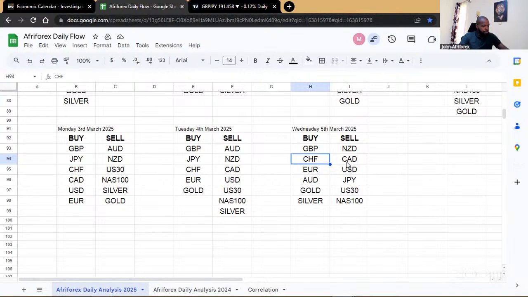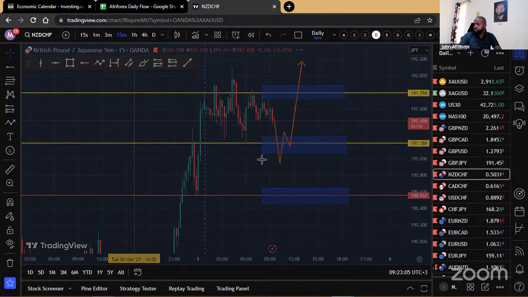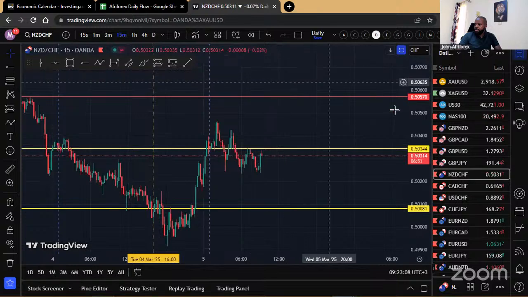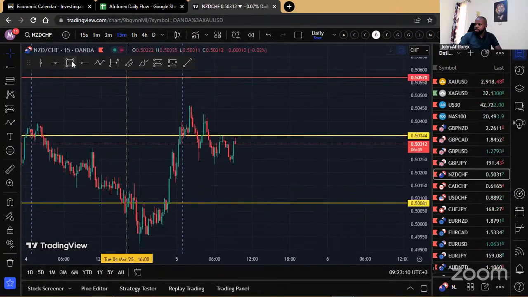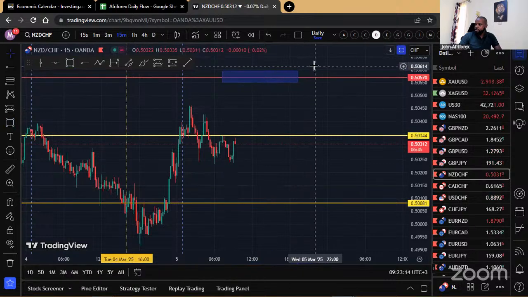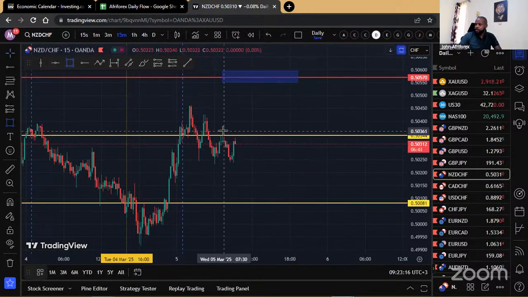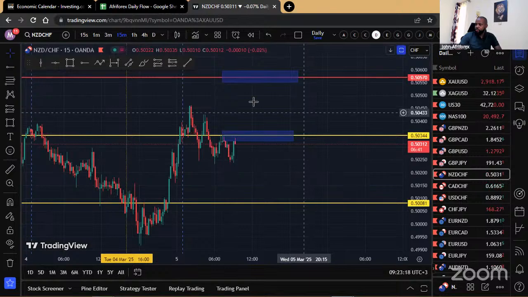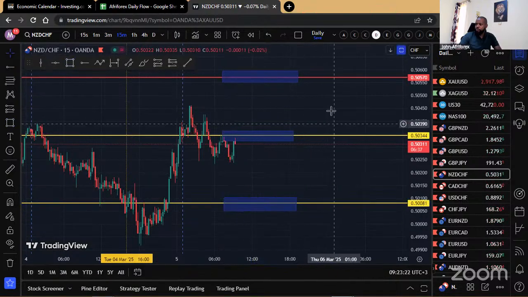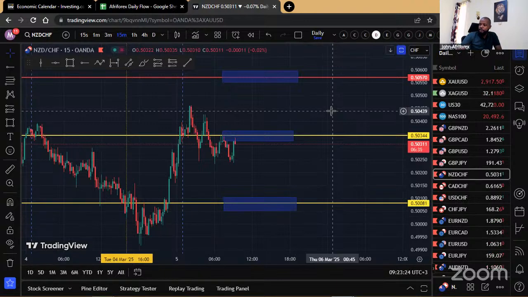So we're going to move on to the CHF pairs. We're going to start off with the New Zealand dollar against the Swiss franc. For this one, we're going to be trying to see whether we can get some selling opportunities. So these are the three areas that we've mapped out. Aggressive right there, some aggressive conservative somewhere within here, and we do have this area at the bottom right here that we can potentially end up maybe targeting.